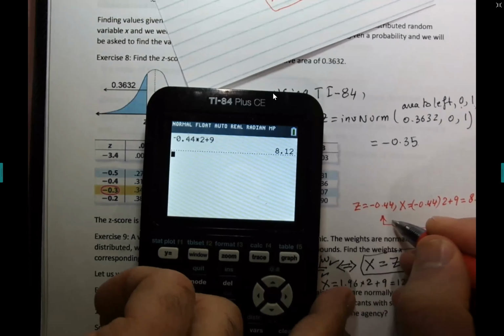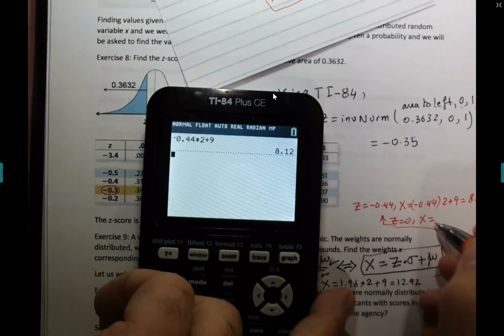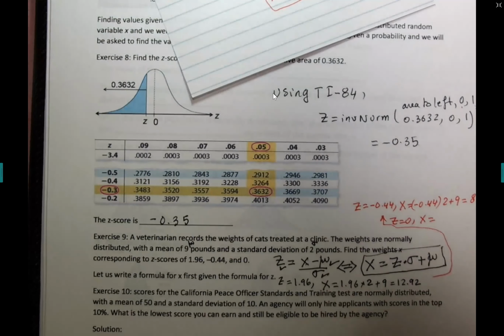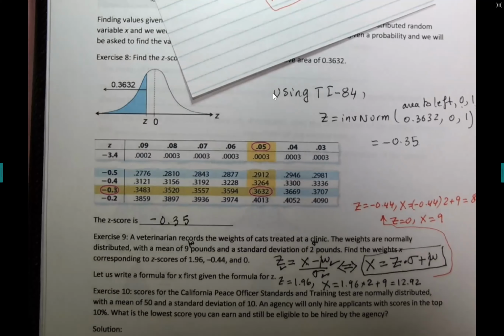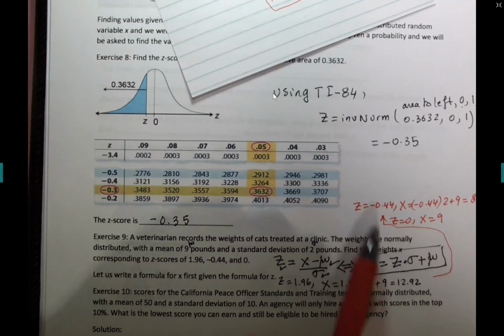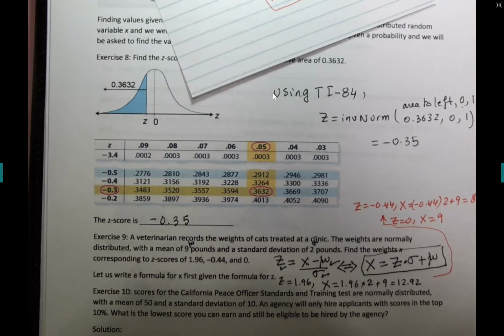And when z is 0, what's x? Remember, when z is 0, that means x is the mean. So what is the mean here? It's going to be 9. And this is how you switch from z-score to x values. X values is the raw value. Z is a standardized score, but X is the actual value. It's the actual data, X. So sometimes we need to find the actual value.